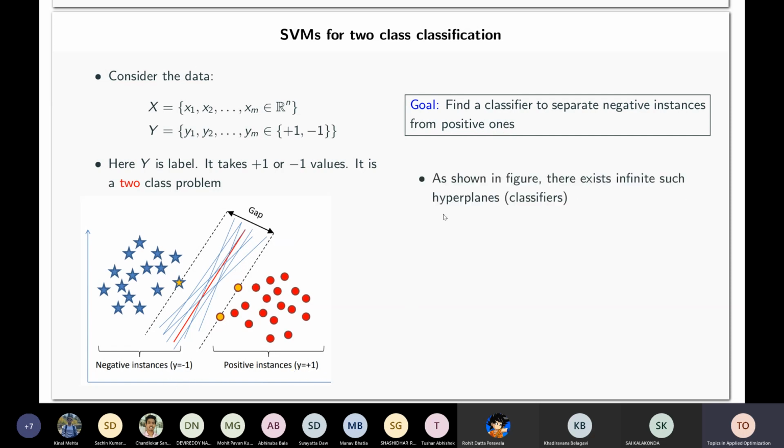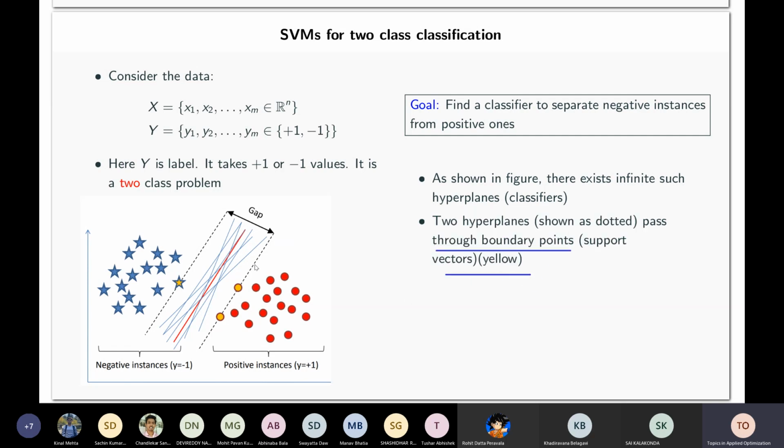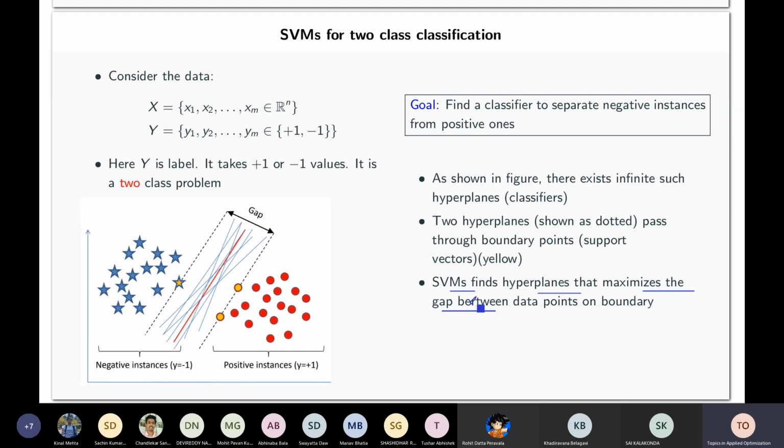As shown in the figure, there exist infinitely many such hyperplanes, obviously, but two hyperplanes pass through the boundary. We can see two dotted hyperplanes passing through the boundary, through what we call the support vectors. The goal of SVM is to find the hyperplane that maximizes the gap between data points on the boundary. That's what I explained before. This is the gap. If the support vectors are noisy, SVM won't work well.